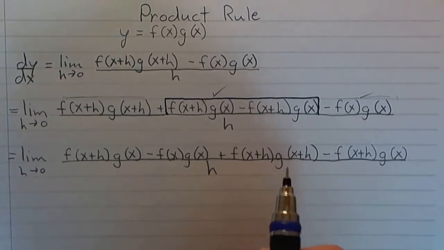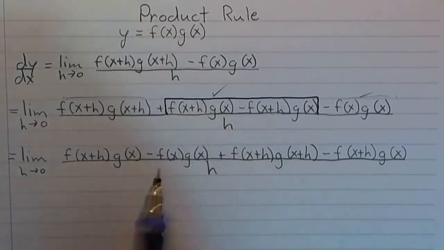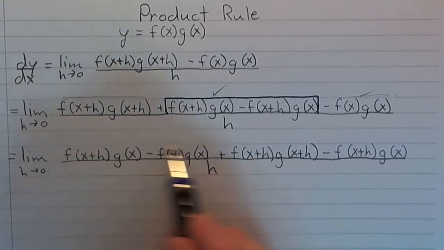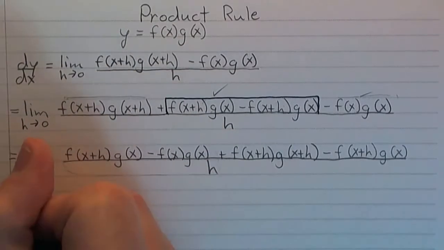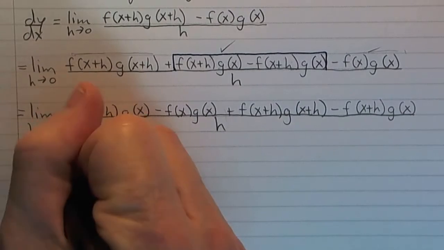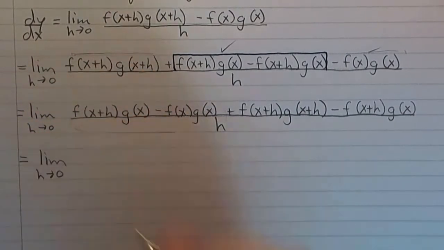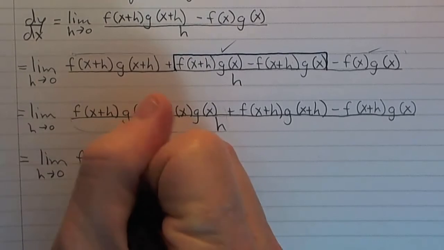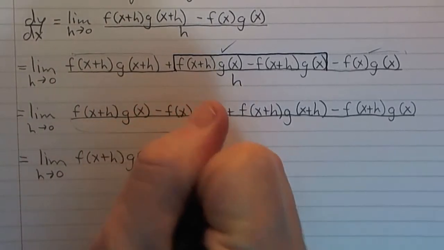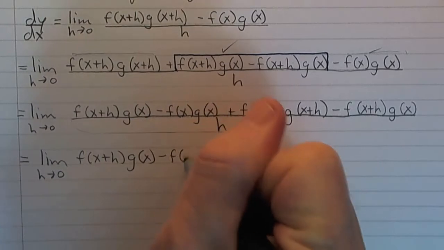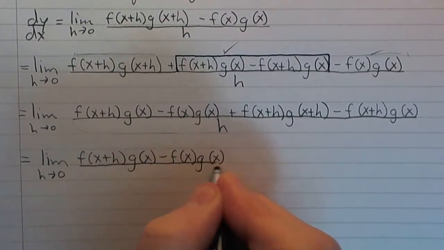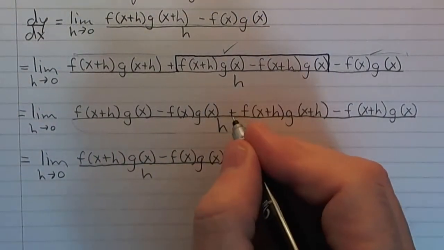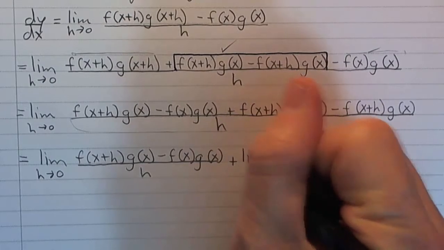Now, notice I could break this up. I'm going to take this part over here and give it its own limit, and this part over here and give it its own limit. They're all over the same denominator, so I can do this. I can write this as the limit as h goes to 0 of this first part, f of x plus h, g of x, minus f of x, g of x, over h, plus, see, plus, give this second part its own limit.